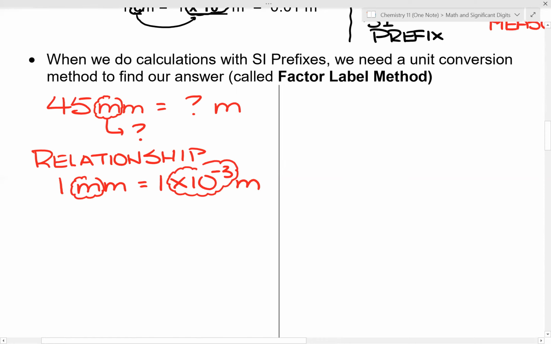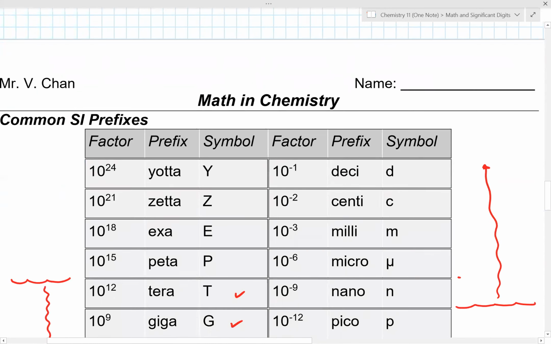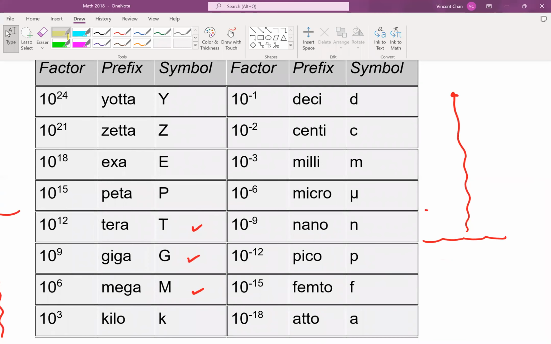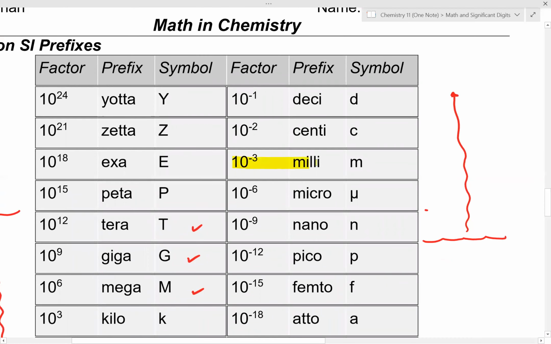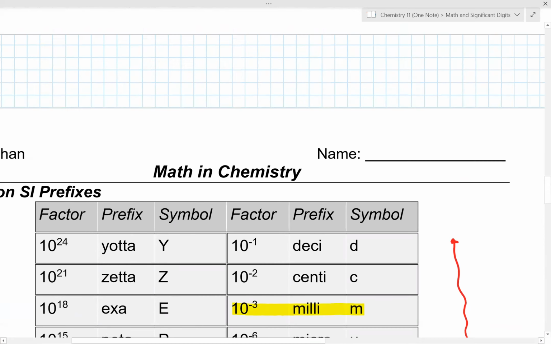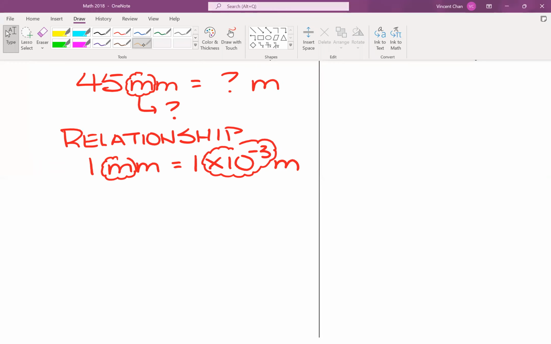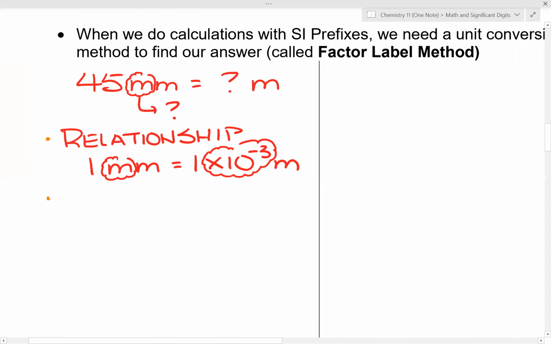Now, how did I know that? If you go down here, you have milli is times 10 to the negative 3. So going back up here, that's the first step. The second step would be cross multiply.